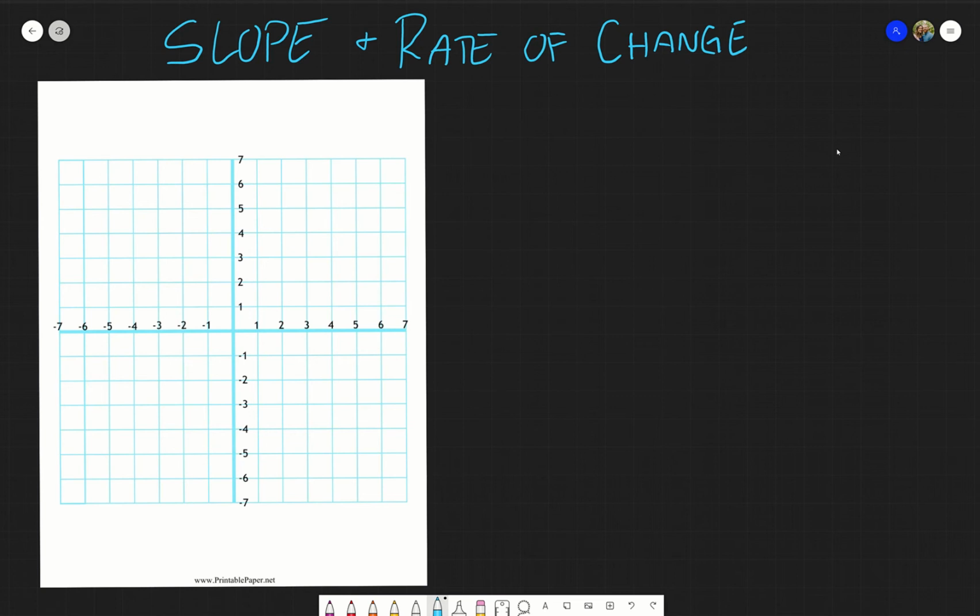Mr. Sankey wins technology. So, we are going to be talking about slope and rate of change today. So, when we talk about slope, it is the steepness of a graph. It is telling you how much the graph is changing as things are going on throughout this graph.